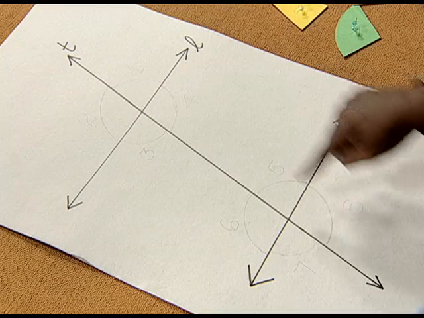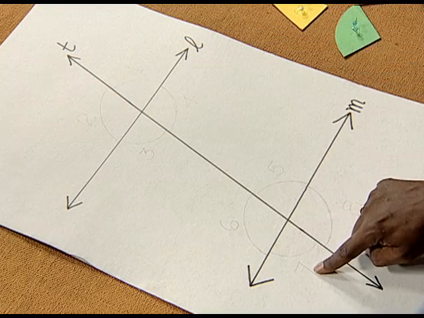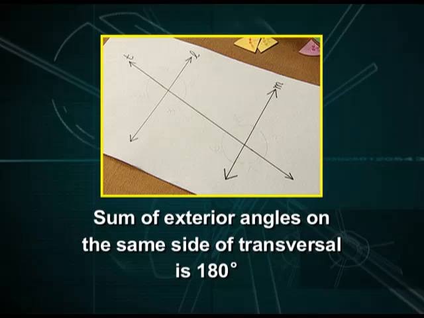Children, similarly you can verify by taking angle 1 and angle 8, and angle 2 and angle 7, and you can verify that the sum of exterior angles on the same side of the transversal is 180 degrees.